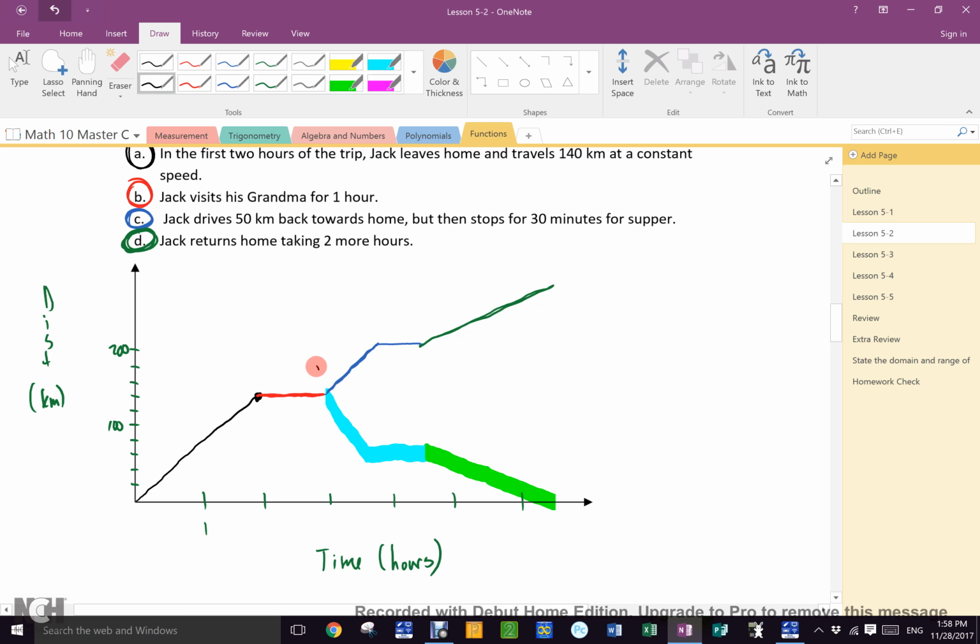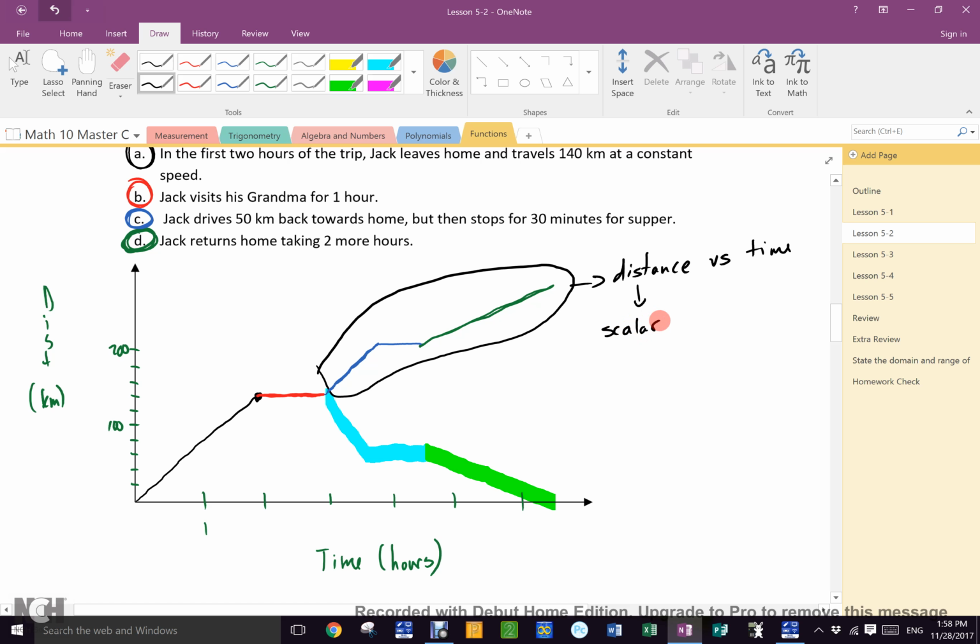All right. This is distance versus time. And distance is what we call scalar, because it only has what we call a magnitude. A magnitude is an amount, okay? Your height is a magnitude, because whether you are standing on your head, lying down, turning cartwheels, your height never changes. Understand? So it is what we call a scalar.